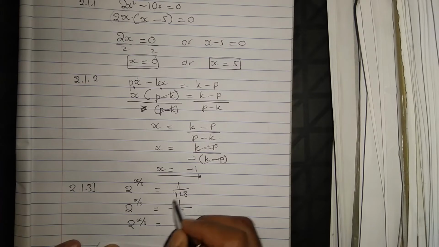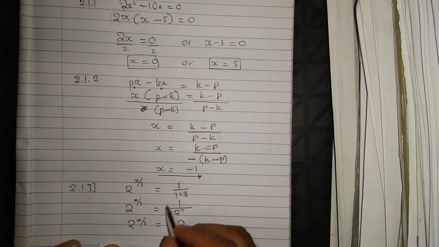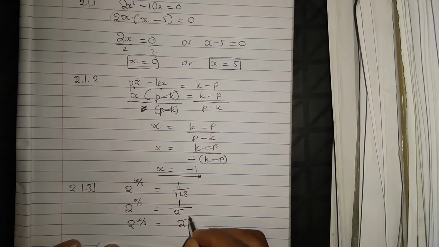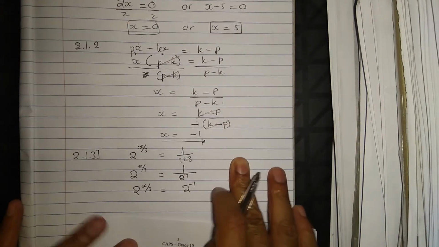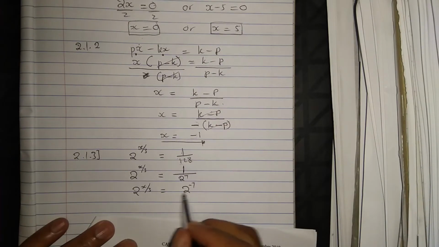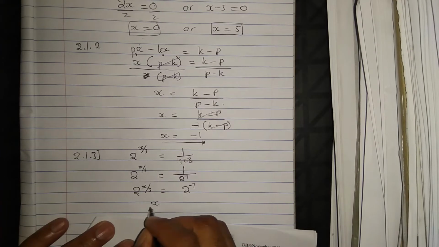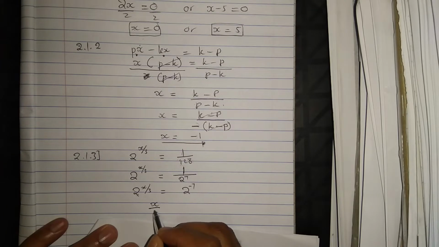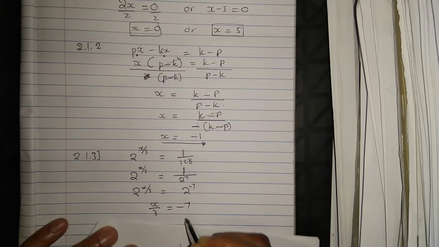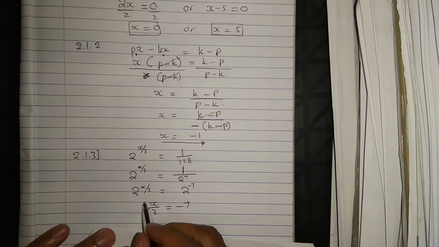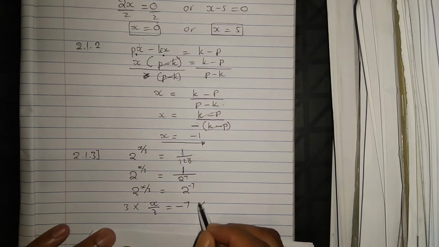Now I'm solving this fraction. You apply the exponential laws because the numerator is 1. It means that the fraction can be rewritten as 2 raised to exponent -7. Since the bases are the same, now we have a 1-to-1 ratio, so we drop the bases and equate the exponents. x over 3 equal to -7. So therefore, you multiply both sides of the equation with 3.